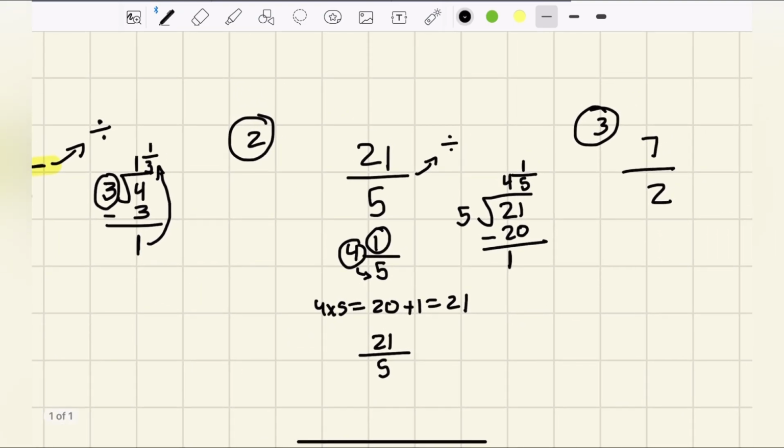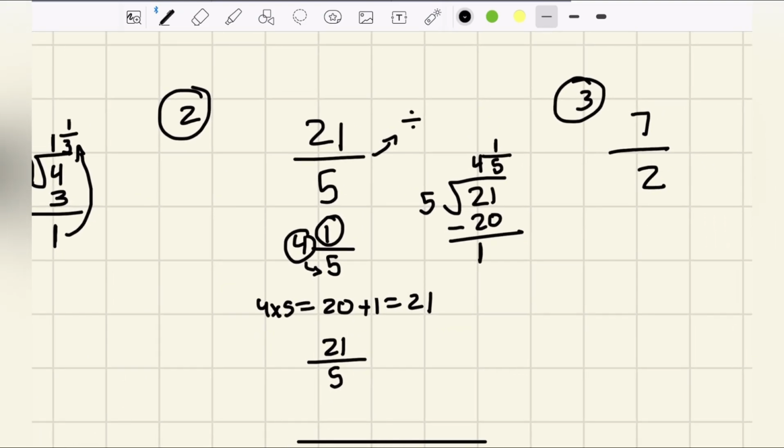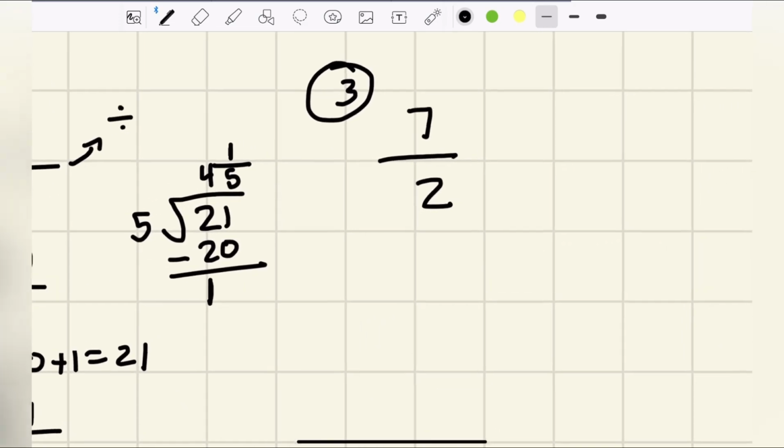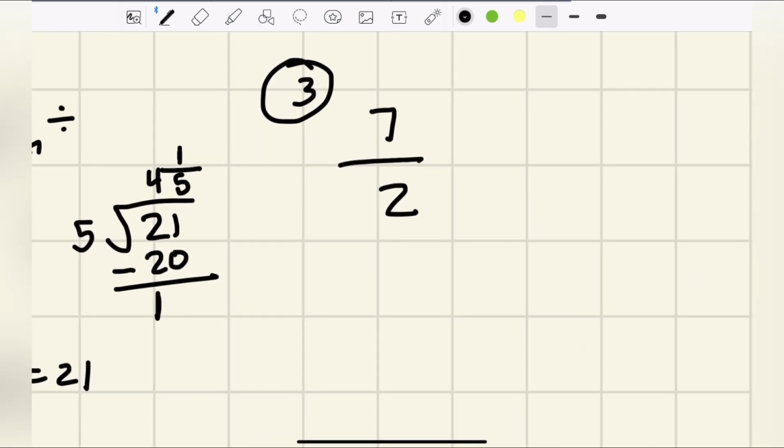Okay, let's do one more with this method, and then I'll show you guys the method I personally use now that I'm a little bit more comfortable with mixed numbers. However, again, this is a very simple and straightforward way to turn improper fractions into mixed numbers. So as always, you can just choose which one you feel best with.